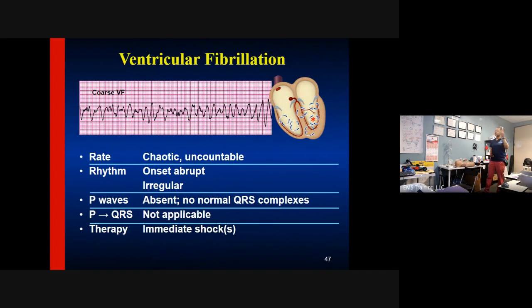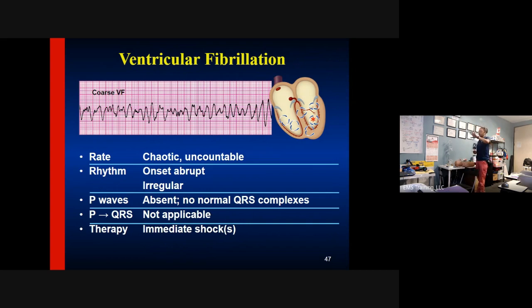VFib, normally this is cardiac arrest. They're dead, no pulse, no breathing. We're going to start CPR. We'll call the code, start CPR at a rate of 100 to 120 compressions per minute. All right? If this rhythm is shockable, we're going to shock the patient at 200 joules. Shock. We're going to get IV access.